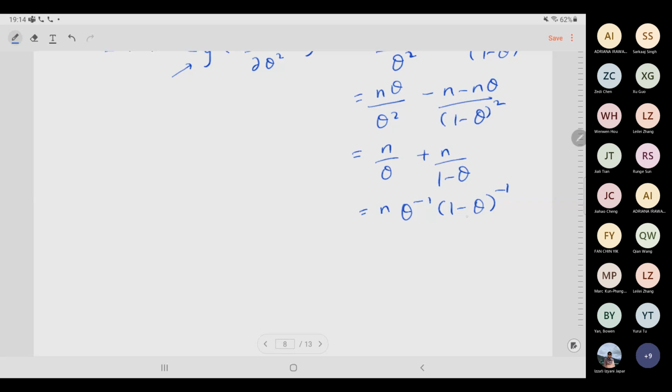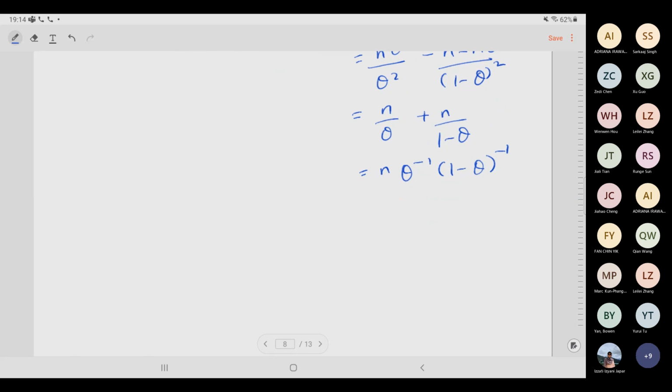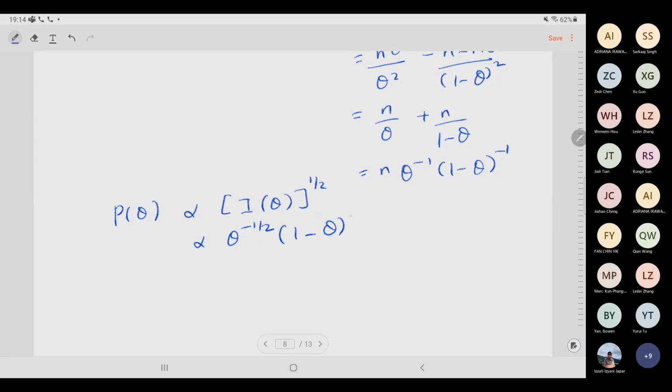Why is this important? Because it looks like a beta kernel. It's a hint. So your p(theta) is the Jeffrey's prior, your Fisher information to the power 1/2, which is proportional to this. So this is a beta kernel with parameter 1/2.